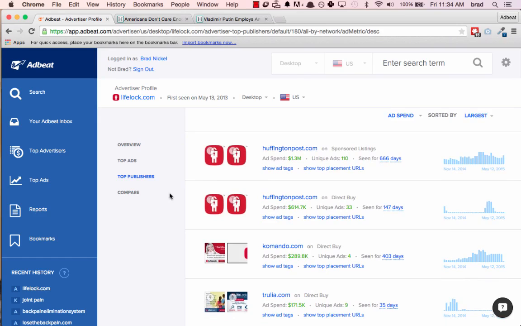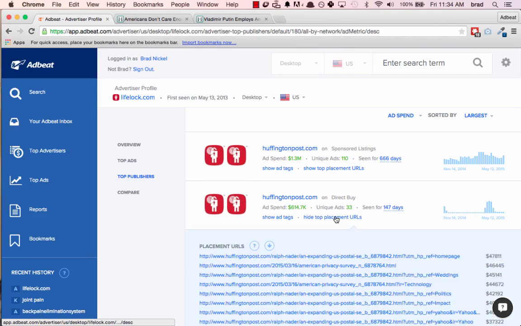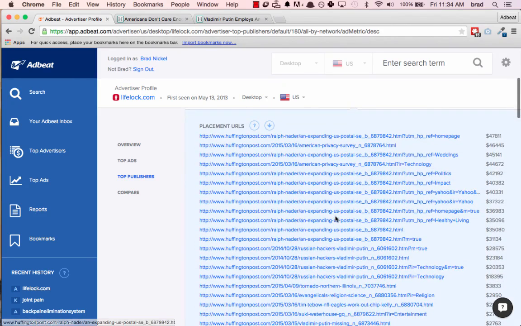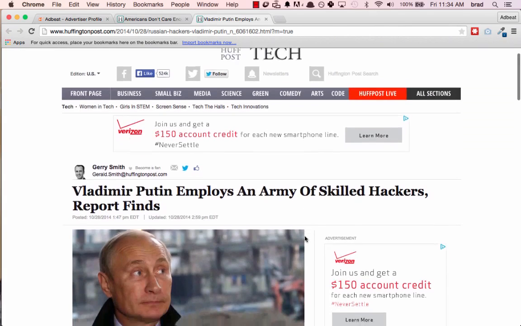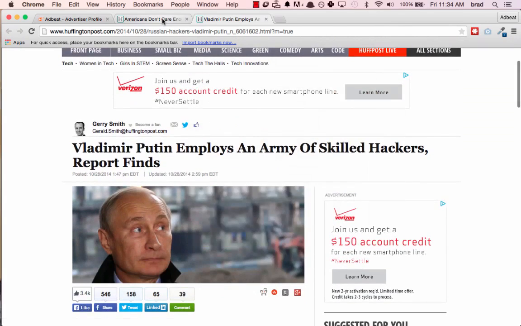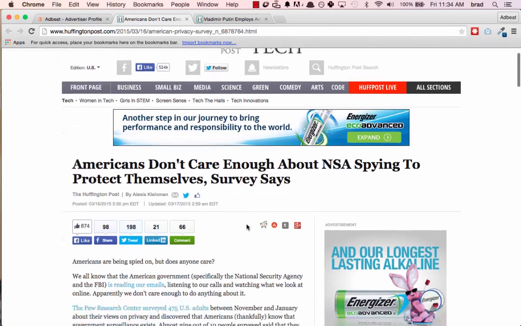That means LifeLock buys a lot of traffic from these large news sites and other publishers which appeal to the mass market. So one thing they do, if we take the Huffington Post as an example, is they buy ads on news stories related to hackers and theft. So for example, there's this page on Vladimir Putin hiring hackers, and this page all about the American misconception of privacy. But let's go beyond that.